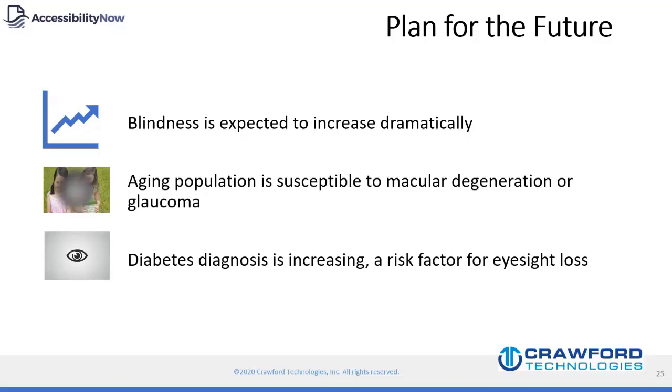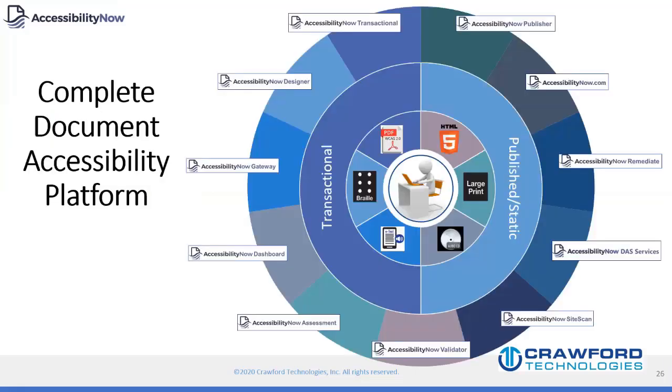Along the same lines, there is a growing population where the necessity for document accessibility is growing. So these are things where we need to plan ahead, making sure that whatever we're building now will accommodate the needs of the future, which means providing a complete document accessibility platform. And this means being able to handle, as I mentioned, both static and transactional data.